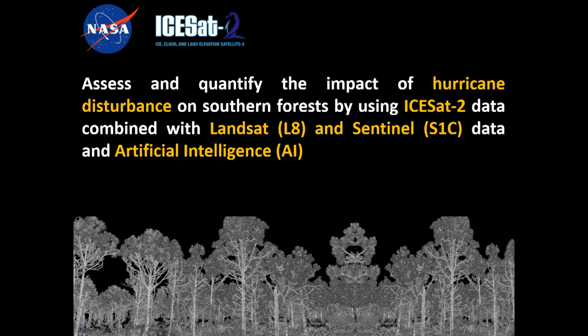So in this NASA project, we are interested in quantifying the impact of hurricanes using ISAT-2, integrated with Landsat and Sentinel, and of course AI. Unfortunately, we don't have a lot of datasets, so we can only assess short-term recovery, but we are also integrating all the maps that we're producing with ecosystem demography models so we can make projections for the next 50 and 100 years with different scenarios of disturbance.